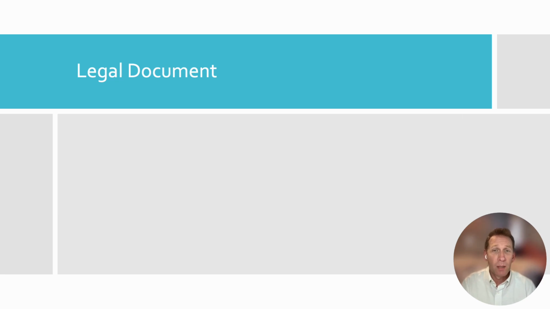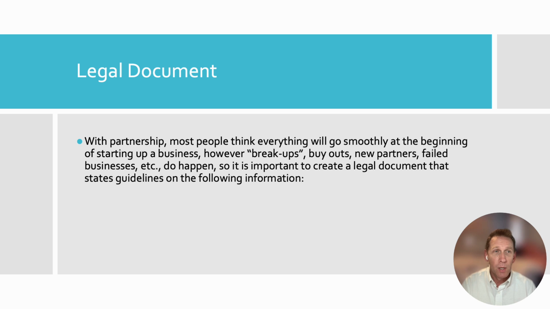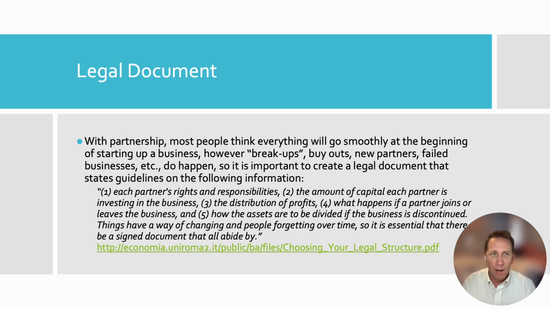Right, so I mentioned that legal document. With a partnership, most people think that everything will go smoothly at the beginning of starting up a business. However, breakups, buyouts, new partners, failed businesses, etc., they do happen. So it is important to create a legal document that states guidelines on the following information. They should talk about each partner's rights and responsibilities, the amount of capital each partner is investing in the business, the distribution of profits, what happens if a partner joins or leaves the business, and how the assets are divided if the business is discontinued. Things have a way of changing and people forgetting over time, so it's essential that there be a signed document that everyone in the partnership abides by.